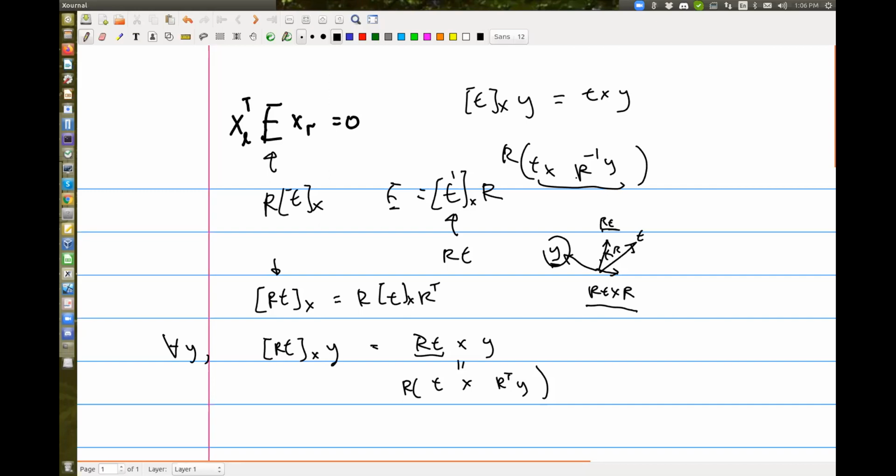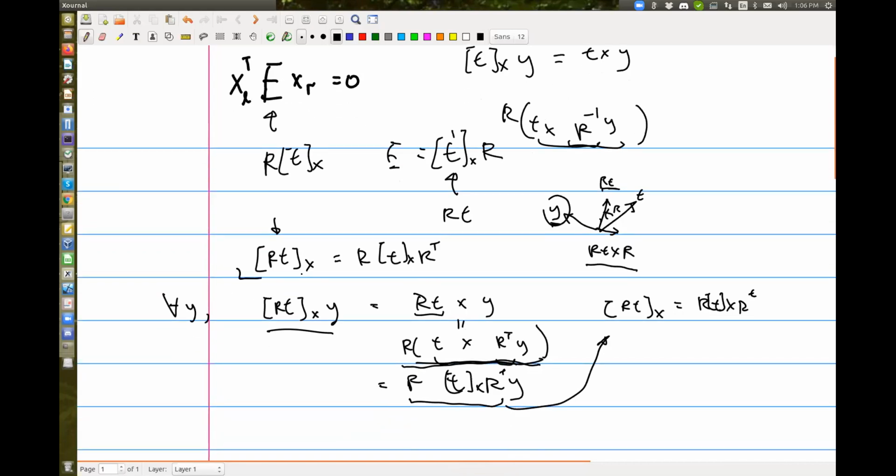And of course, for a rotation matrix, R inverse is just R transpose. Therefore, I have RT cross Y equal to R times T cross R transpose Y. Because for every Y this is equal to this, therefore I have RT cross equal to R T cross R transpose here. Because this guy here is just equal to T cross times R transpose Y, right? Yeah. So therefore this guy here is basically just equal to this one here.